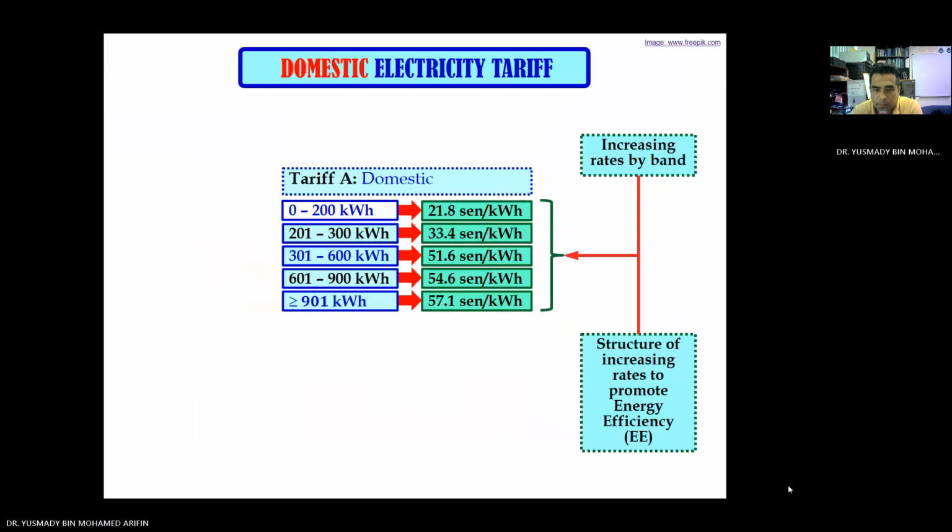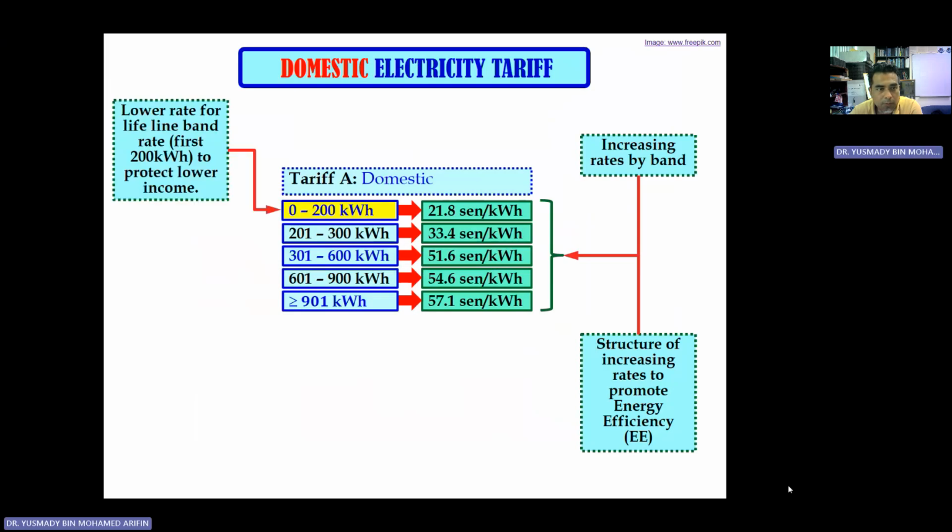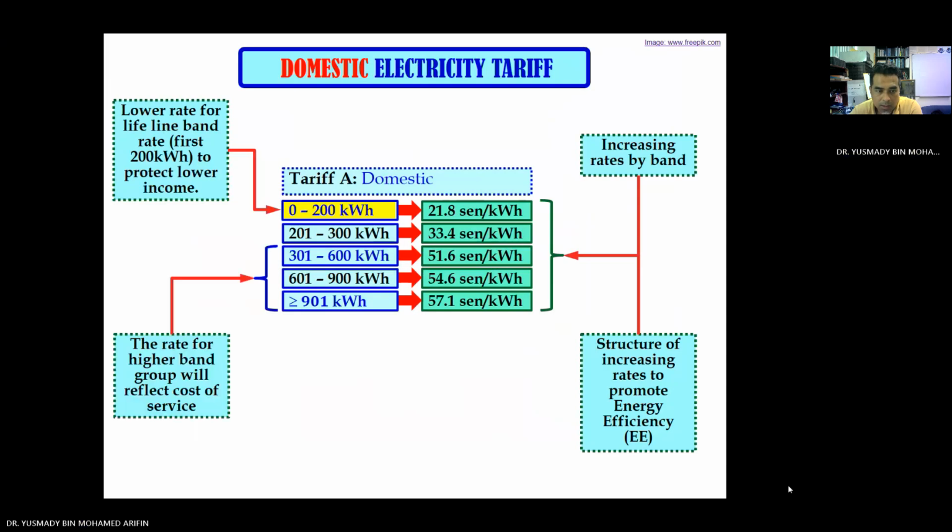Okay, and the lower rate for the lifeline band, the first 200 kilowatt hours, is to protect lower income customers. And the rate for the higher band group will reflect the cost of service. So that's why the tariff increases when we use more electric energy. We will have a higher cost of service that needs to be faced by TNB.